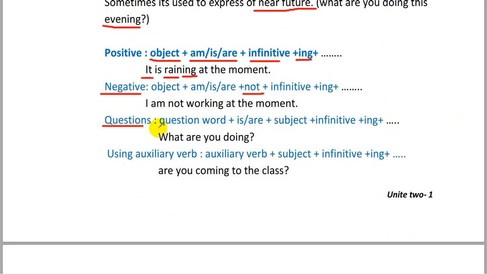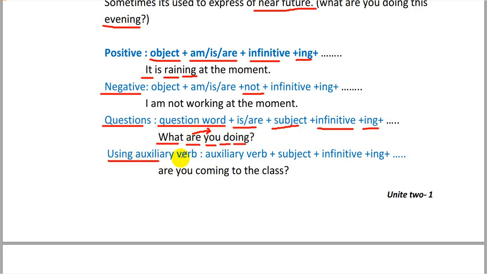Questions by using question word or auxiliary verb. Question word plus is or are, subject, infinitive, ing. What? The question word. Are you doing, ing. What are you doing? Now we can notice that the auxiliary verb should be consistent with the subject if it's plural or singular. إذا كان جمع أو مفرد.